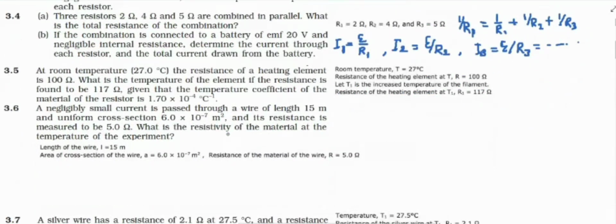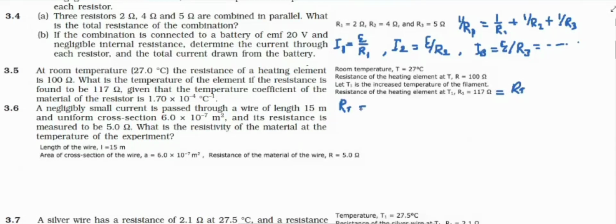Then next, at room temperature 27 degrees Celsius it is given, the resistance of the heating element is 100 ohm. What is the temperature of the element if the resistance is found to be 117 ohm? The value of alpha is also given. So there you can use the formula RT. We have to take 117 as RT.